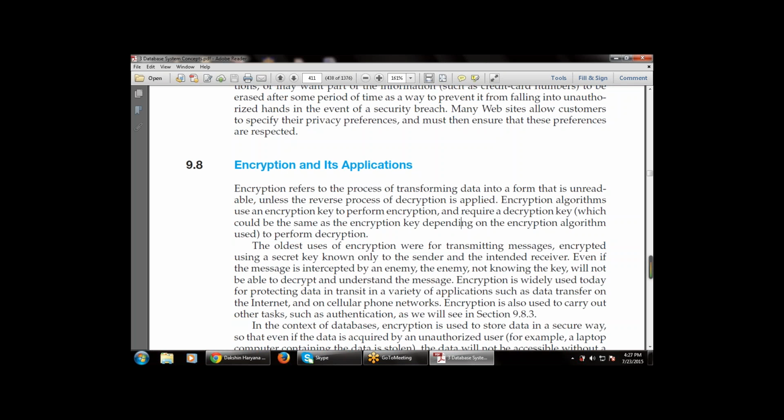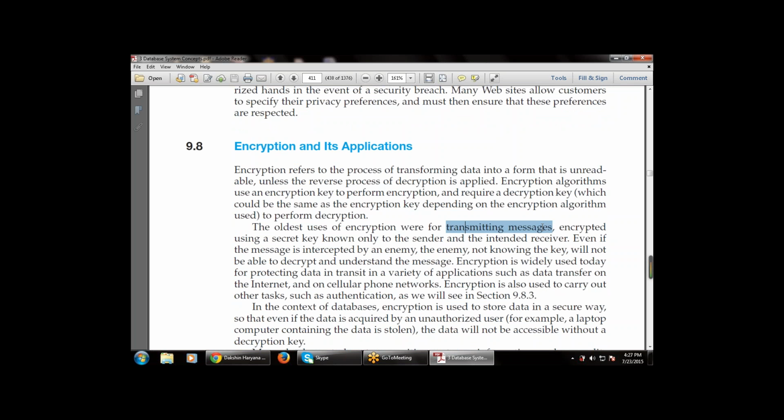The oldest use of encryption for transmitting a message is encrypting using a secret key that is known to the sender and the receiver. So for sending and receiving data, two keys are used: one is the encryption key and one is the decryption key. The encryption key is used to encrypt data, and the decryption key is used to decrypt the data.